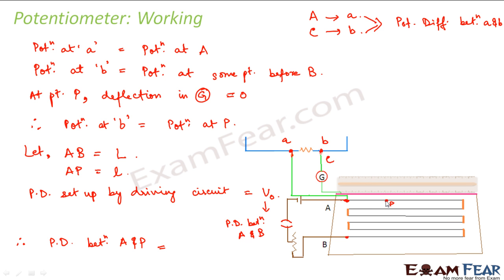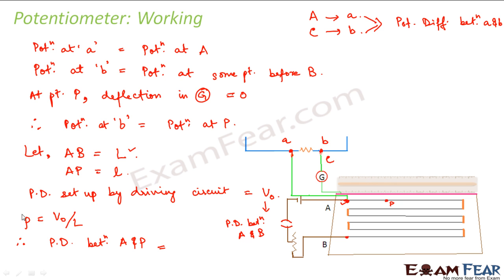In the previous slide I was telling you that if we know the potential gradient along a wire, we can find out the potential difference between any 2 points. Now what will be the potential gradient along this wire? Potential gradient is potential difference divided by length. What is the length of the entire wire? AB, that is capital L. So the gradient will be equal to the potential difference between points A and B, which is V0, divided by the length between A and B, which is capital L.